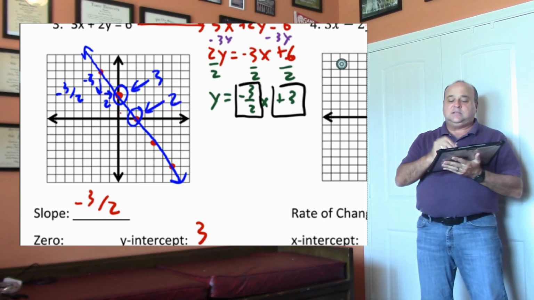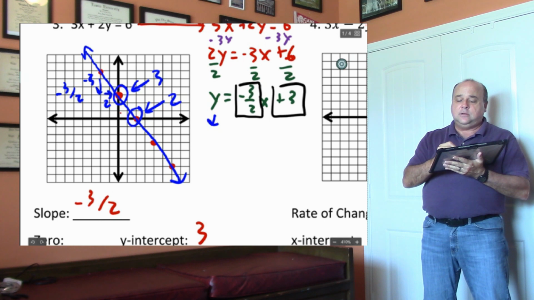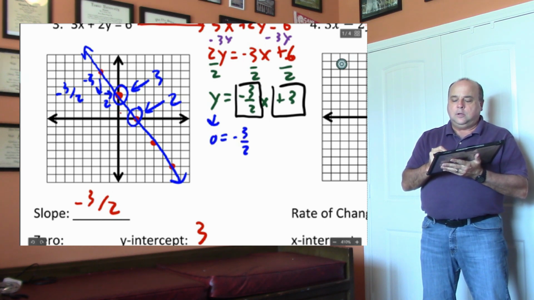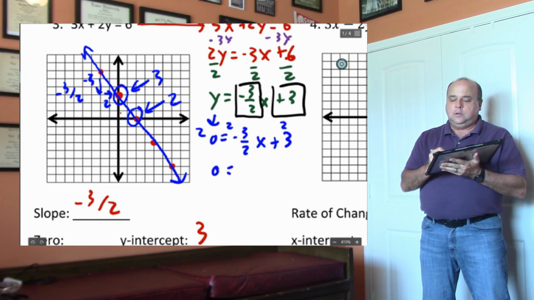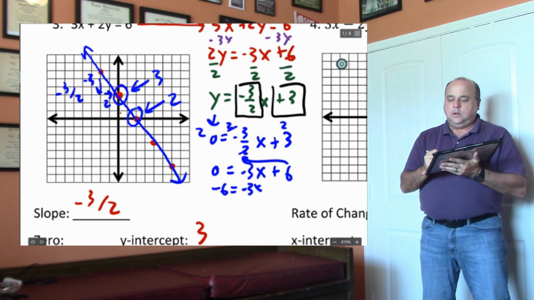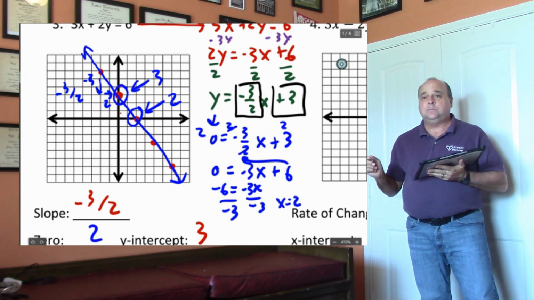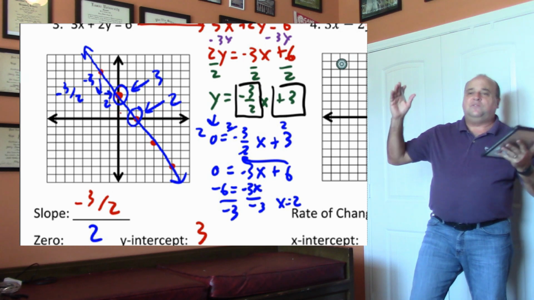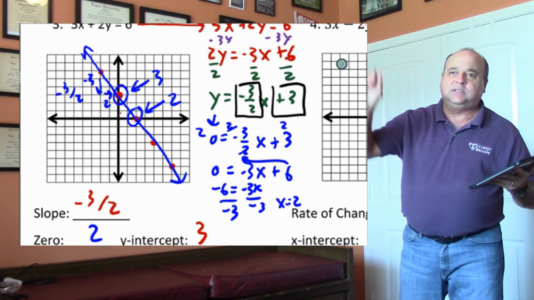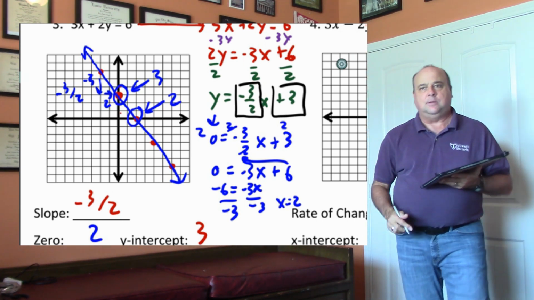If I were to replace the y with 0 and solve for x, and then I'm going to get rid of my fraction, move the 6 over, and then divide by negative 3, I would get x equals 2, wouldn't I? Which is exactly what the x-intercept is, isn't it? Okay, so if you replace the y with 0 and solve for x, you get your x-intercept.